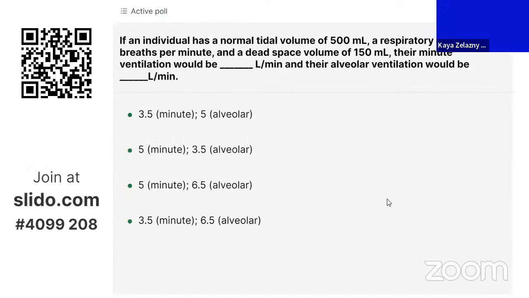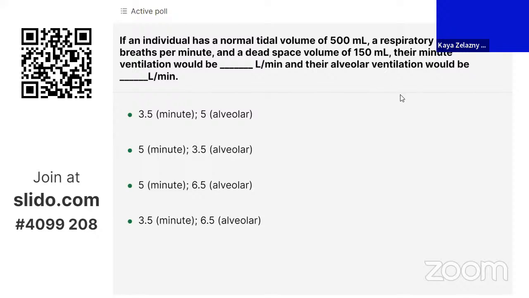So let's work an example. We're going to think about a person who has a normal tidal volume of 500 milliliters. We're going to make our math easy for ourselves. So they're going to have a respiratory rate of 10 breaths per minute, and a dead space volume of 150 milliliters, which is our normal amount. So we want to compare what their minute ventilation is going to be versus what their alveolar ventilation is going to be.